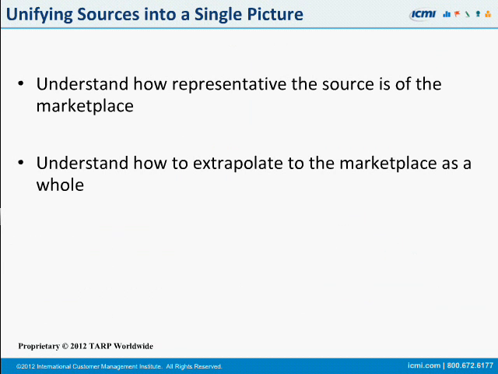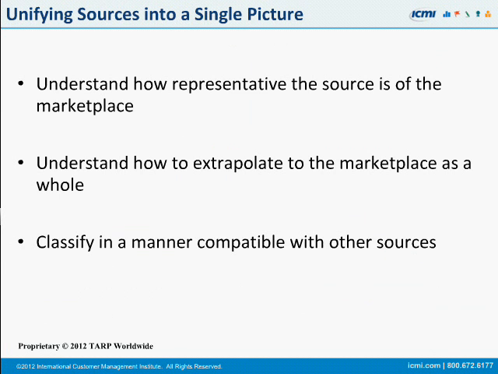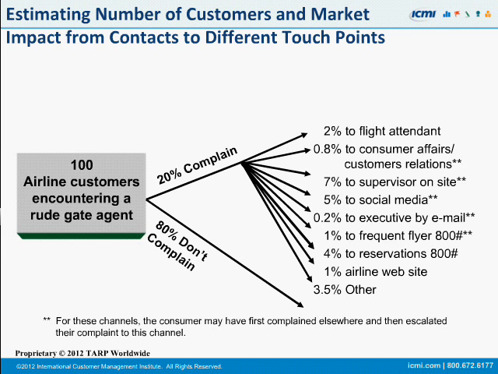Okay, you need to understand how representative the data source is of the marketplace and how to extrapolate to the marketplace. And it's important to classify all the data in the same way. Now, picking on the airlines because this is an easy target, if you know how many people had a problem, you ask how many of you complained and where did you complain? And through those three questions, you can find out where people complained.